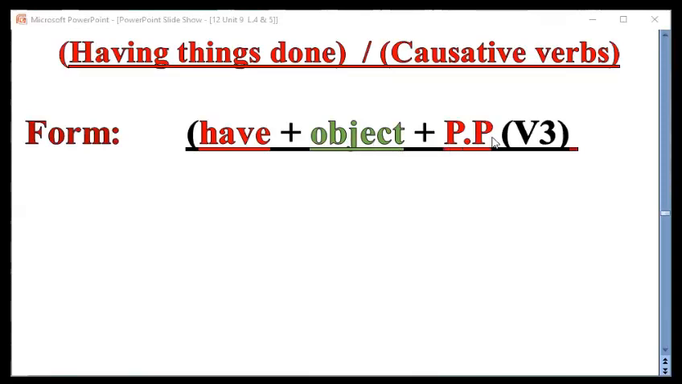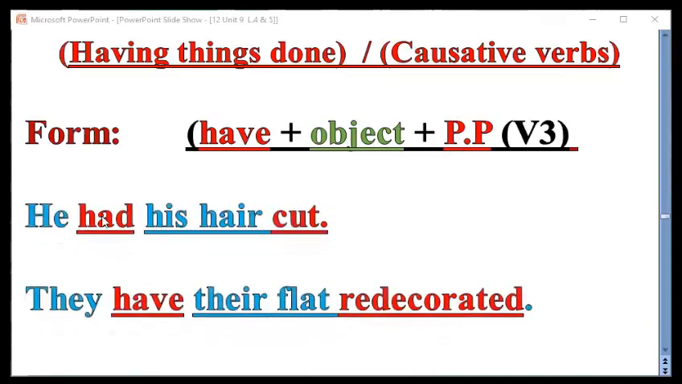Object, past participle. Let's see, he had, this is have, had because it is past, his hair, this is the object, cut, this is the past participle. Here they have, this is have, present, their flat, this is the object, redecorated, this is the past participle of the verb. So having things done, or causative verbs, we can form it by using have, object, and past participle.